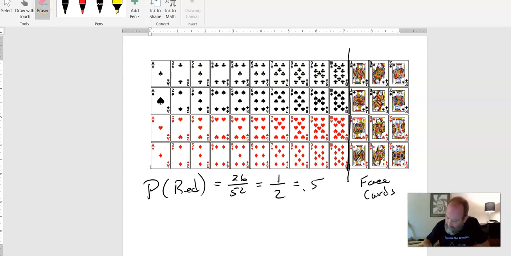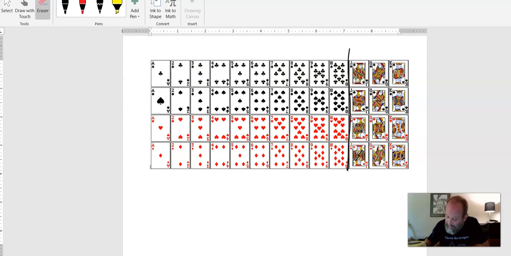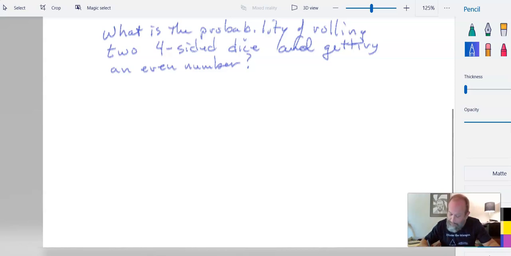So now let's go ahead. We'll get rid of that and we'll take a look at another example. Okay, so our next example here. What is the probability of rolling two four-sided dice and getting an even number? I want to add to that. I probably wrote that a little bit poorly. And getting a sum that's an even number. Let's just add that in. A sum that's an even number. There we go. That's actually what I meant.